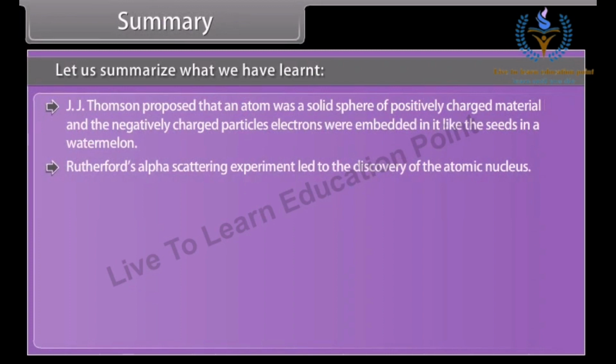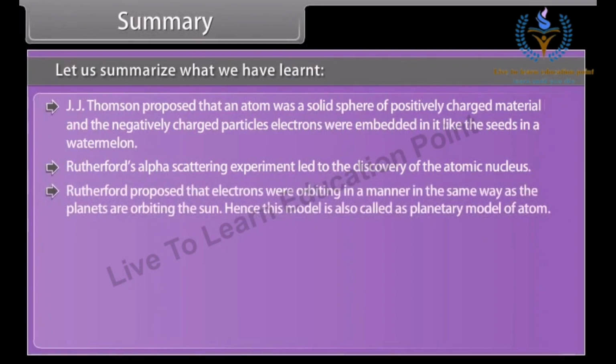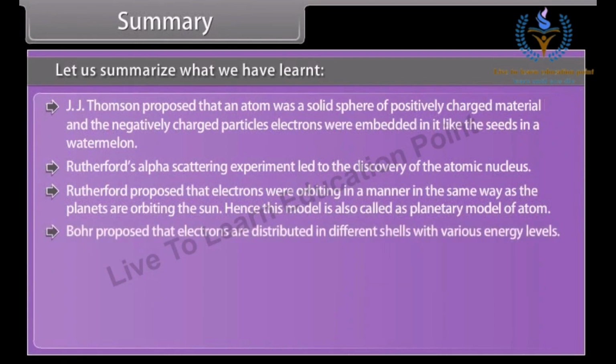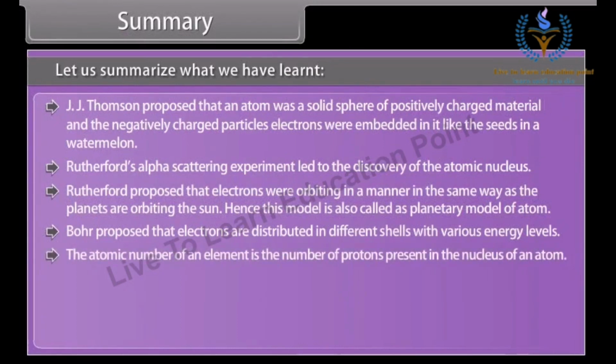Rutherford's alpha scattering experiment led to the discovery of the atomic nucleus. Rutherford proposed that electrons were orbiting the nucleus in the same way as the planets orbit the Sun. Hence, this model is also called the planetary model of the atom. Bohr proposed that electrons are distributed in different shells with various energy levels. The atomic number of an element is the number of protons present in the nucleus of an atom.